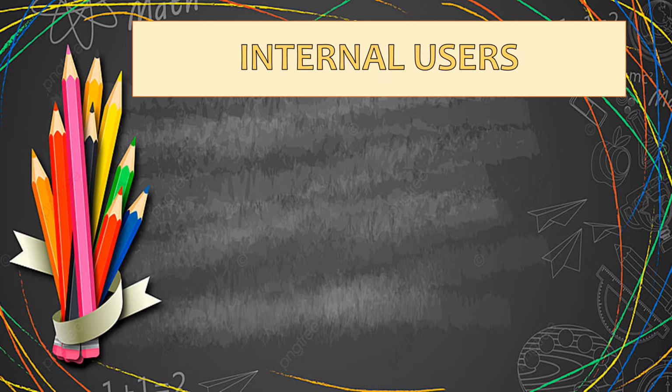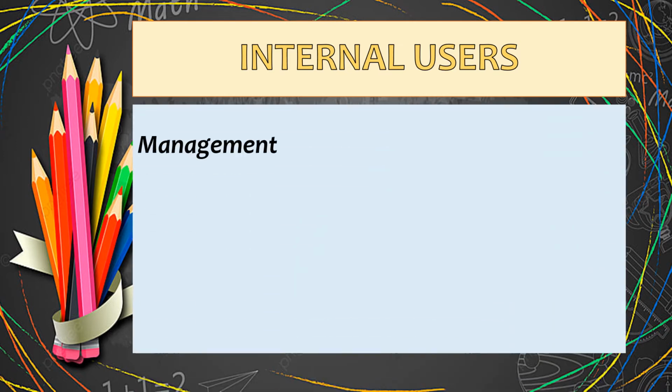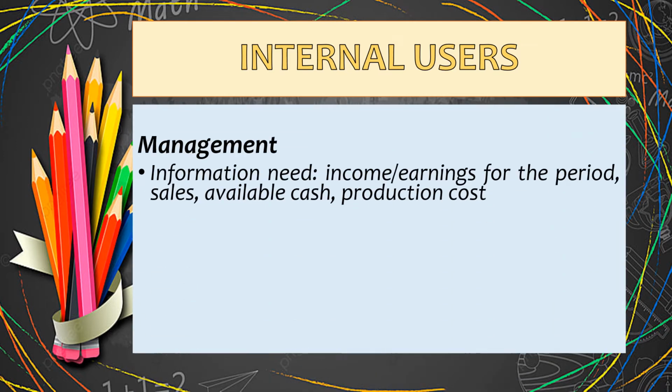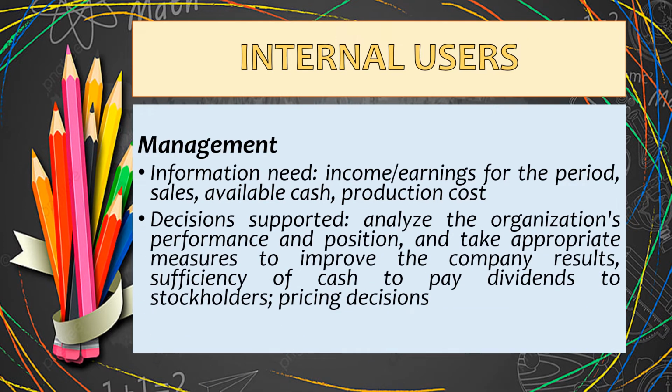What information will the internal users need that can be answered by accounting? For the management, they need the income or the earnings for the period, the sales, the available cash, the production cost, and for their decision making, accounting analyze the organization's performance and position and take appropriate measures to improve the company's results, the sufficiency of cash to pay dividends to stockholders, and of course, for the pricing decisions.